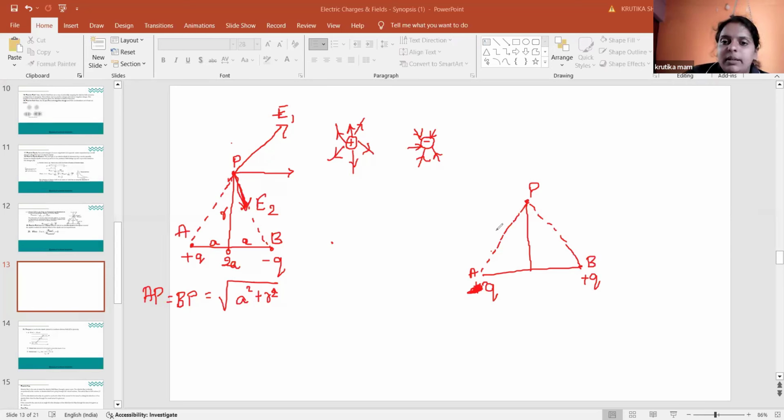Now here, for minus Q, the electric field intensity will be inward in direction. For plus Q, the electric field intensity will be outward in direction. Is that clear? And the resultant electric field intensity will be like this. So what is the difference in both the figures?